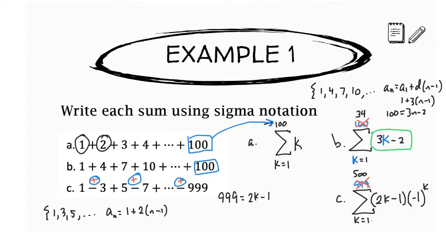When I plug one into this formula over here, I've got two times one minus one multiplied by negative one. Ooh, that's no good, because that'll give me a negative one, and I want to start with a positive one. When I plug in two, it's going to give me a positive three when I want a negative three. All right, it's just off by a tiny bit. So all you need to do is put another plus one up here in the exponent. That'll change it so that the odd number terms are positive and the even number terms are negative.